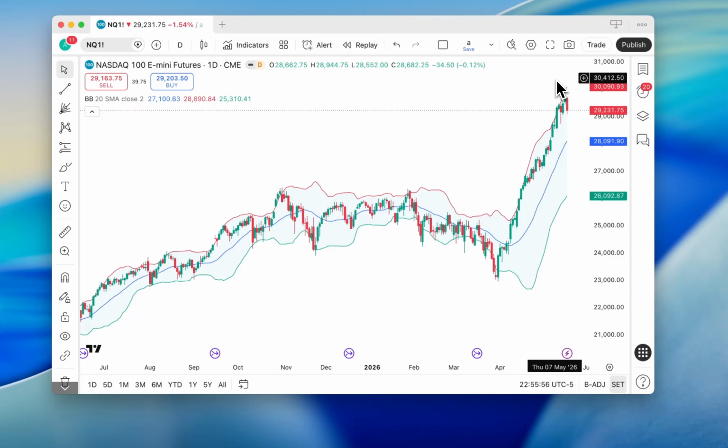3 patterns matter most. First, the squeeze, which is when the bands get tight and narrow. Volatility is low, and a big move is usually coming. Wait for the breakout direction, then trade with it.